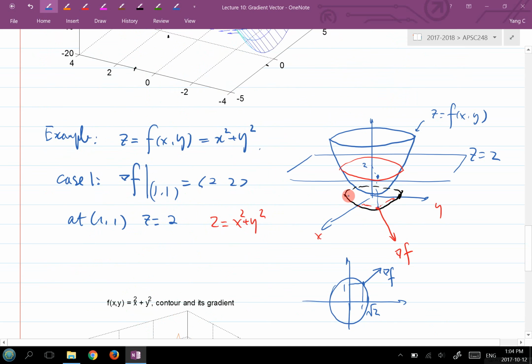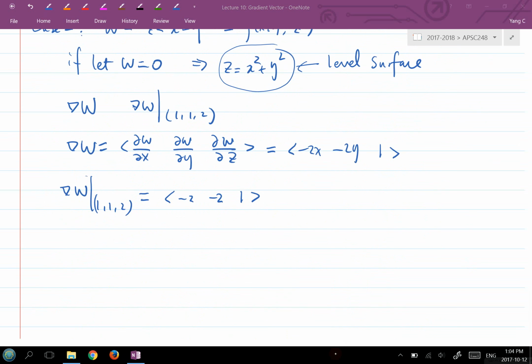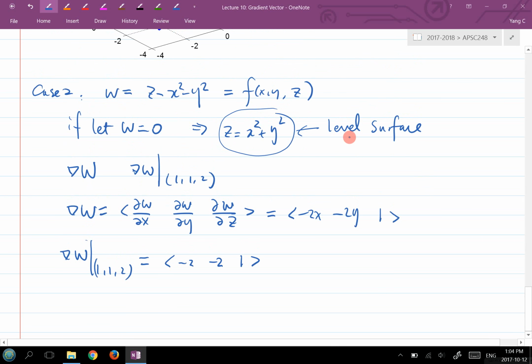So I'm going to do the same thing. I'm going to sketch this gradient vector, but it's 3D now. Not only am I going to sketch the gradient vector, I'm also going to sketch the level surface passing through this point 1, 1, 2. So you sketch two things: the level surface and the gradient vector. The level surface has to pass through this 1, 1, 2 here.